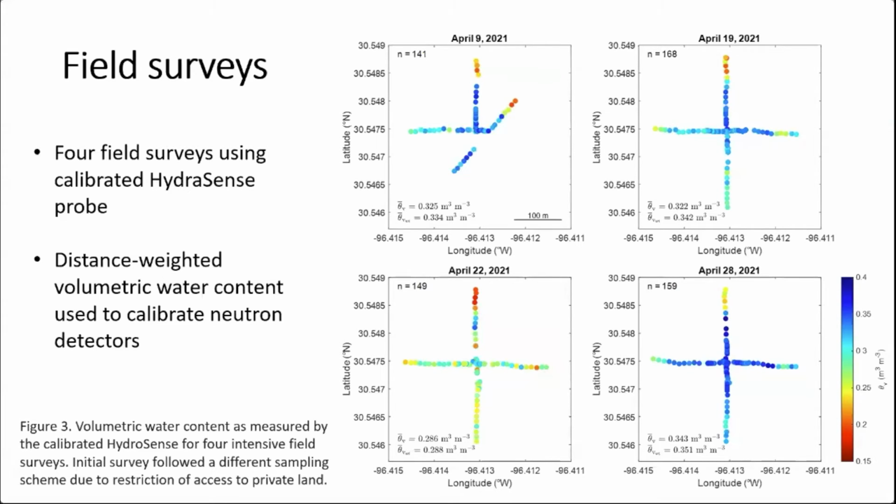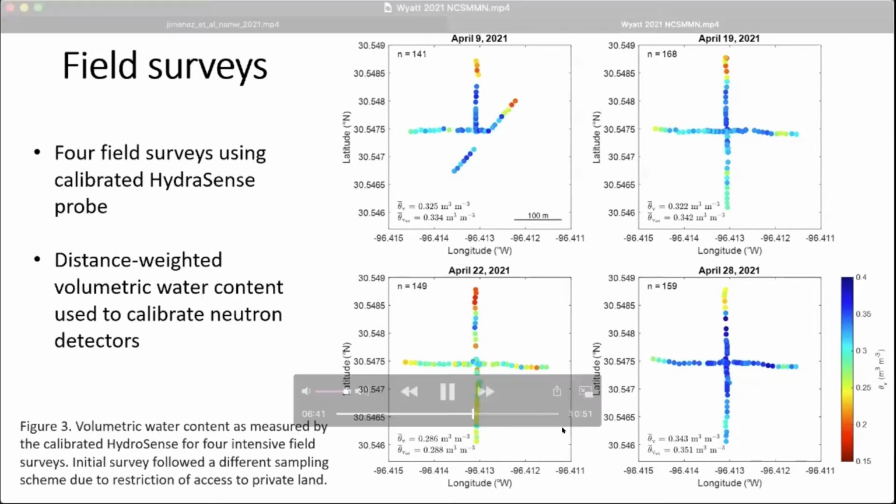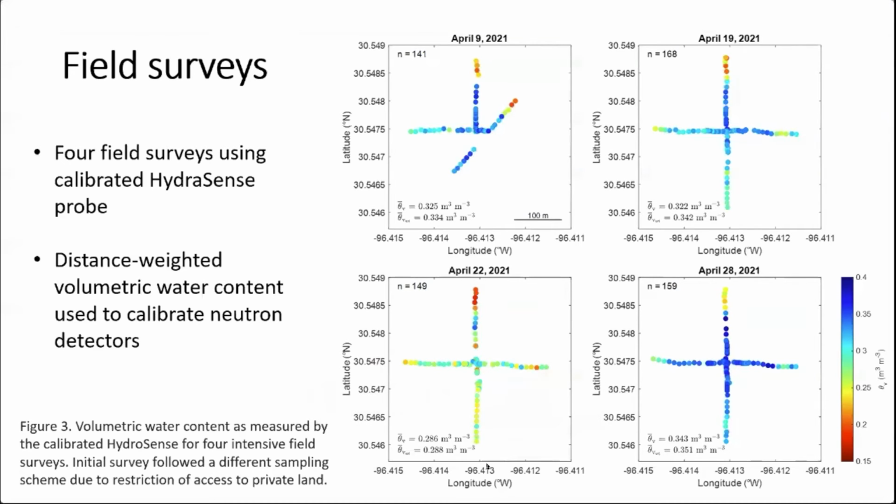In the upper left-hand corner, we have the number of measurement points, and then in the lower left-hand corner of each figure, we have the mean and mean weighted volumetric water content for each day. What's really interesting here is that these figures clearly show the impact of the changes in soil texture on our soil moisture measurements in each of the 4 cardinal directions during these surveys.